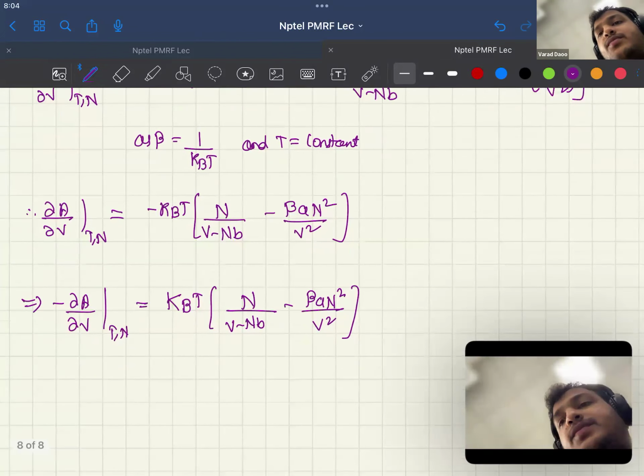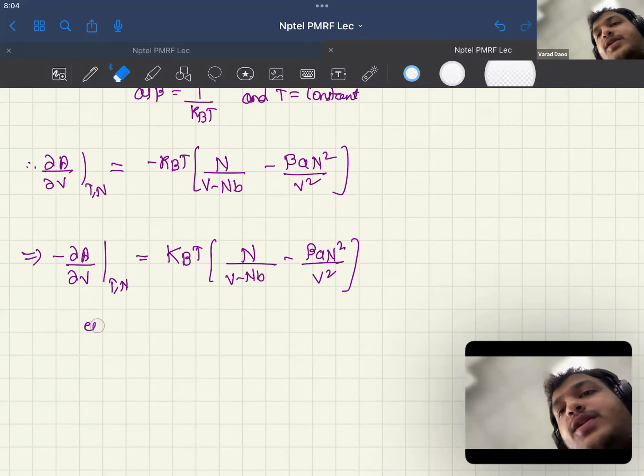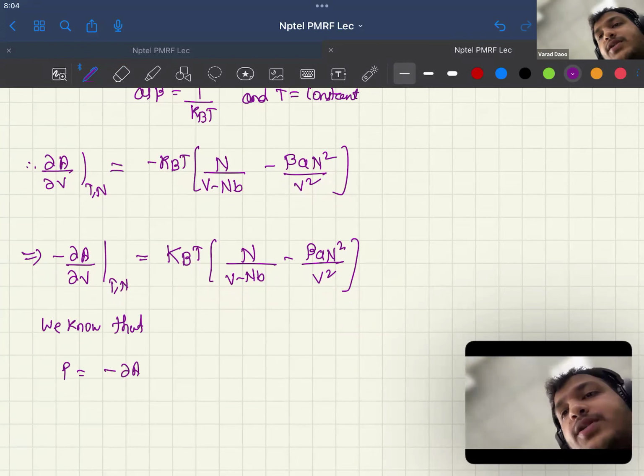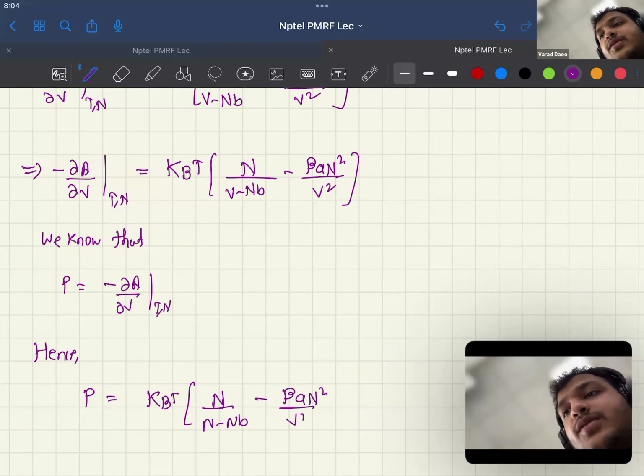Now, this is going to be equal to, we know that the ratio is nothing but minus dou A by dou V at constant T, N. Hence, the ratio is going to be kBT into N by (N minus VB) minus beta N squared by V squared.